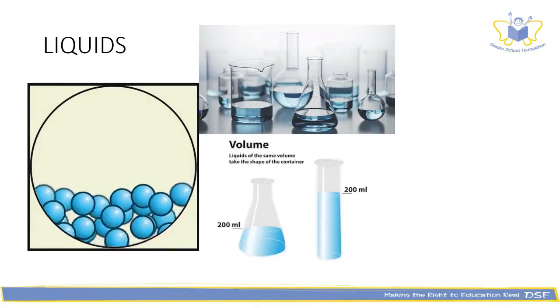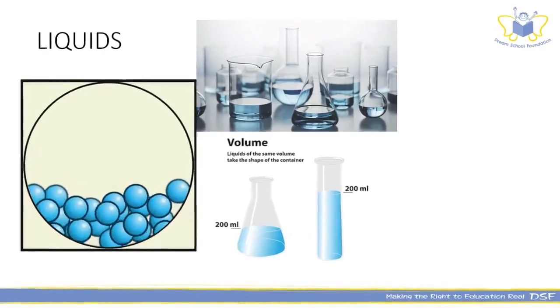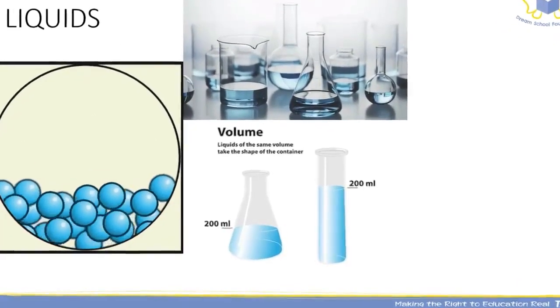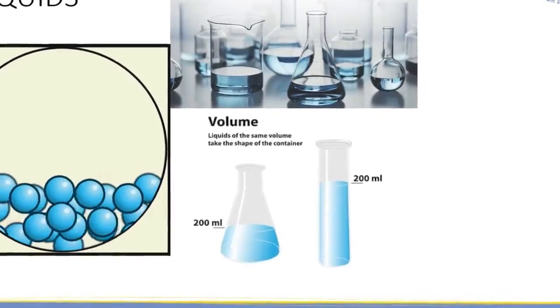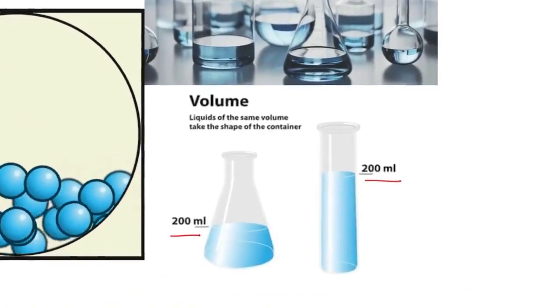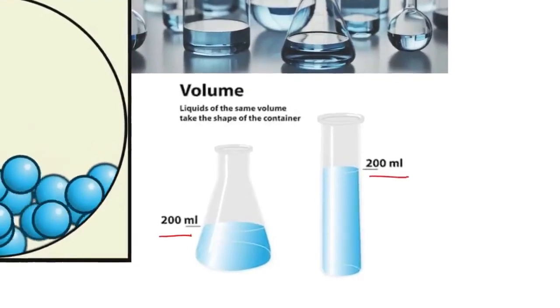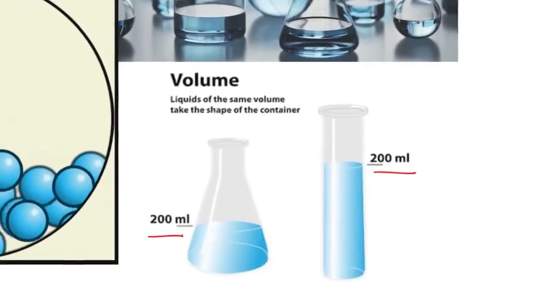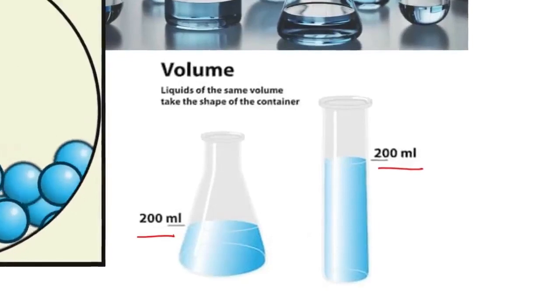Look at how the same amount of liquid looks different in different glassware. Why do you think so? The answer is pretty simple. The amount of liquid remains the same, which is 200 ml out here, but the volumes of the glassware are different. The liquid here occupies the same amount of space in both the jars.